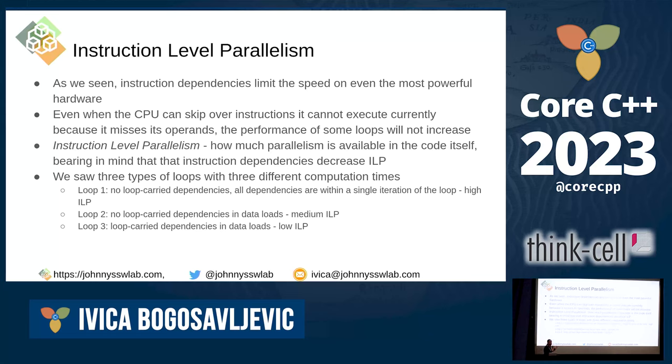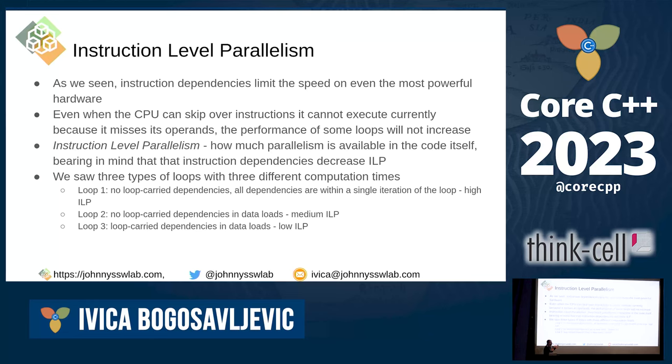So when they say instruction level parallelism, what I mean is how much parallelism, how many things you can execute simultaneously, that is available in the code itself. So it's not the property of the machine, it's the property of the code. And if you have bad code, no machine can do anything about it. So for this reason, maybe compilers are more important to solve these issues than CPUs.